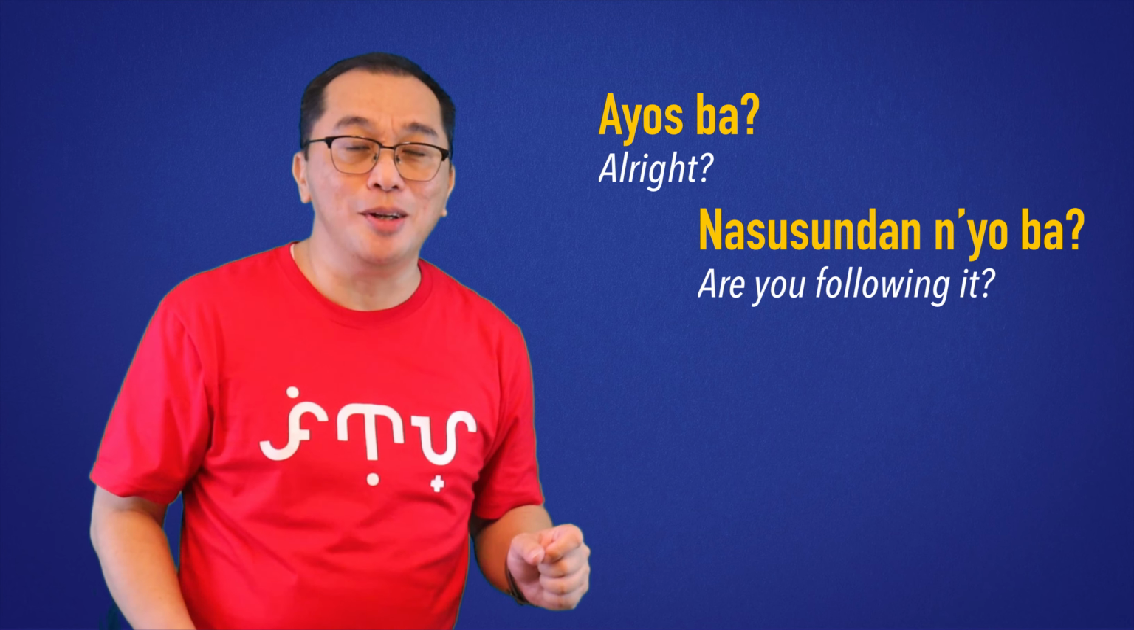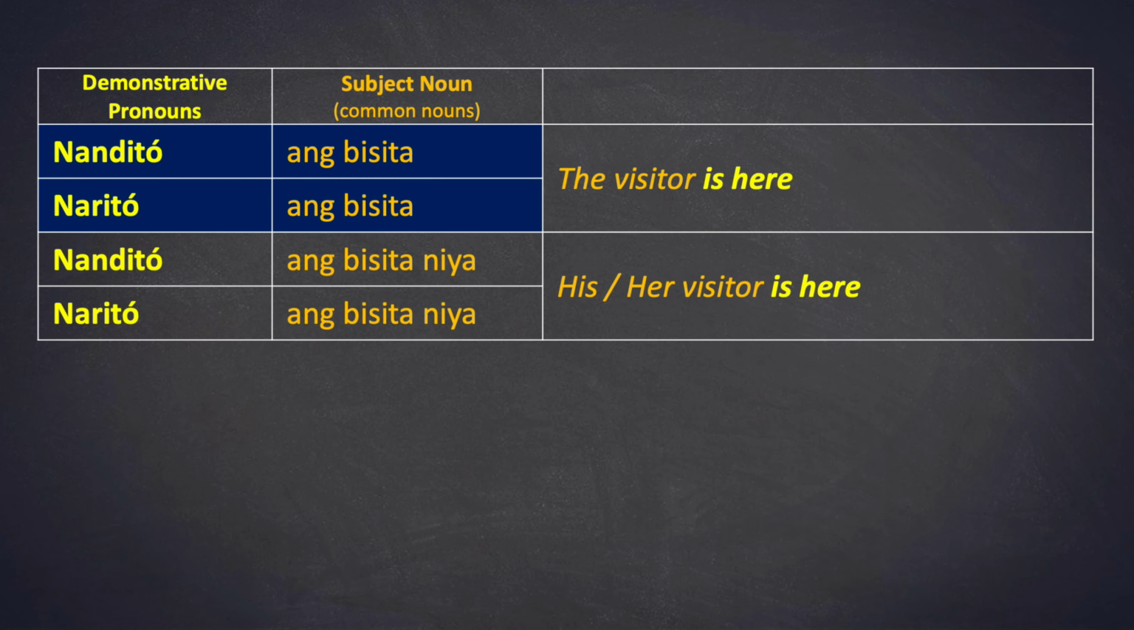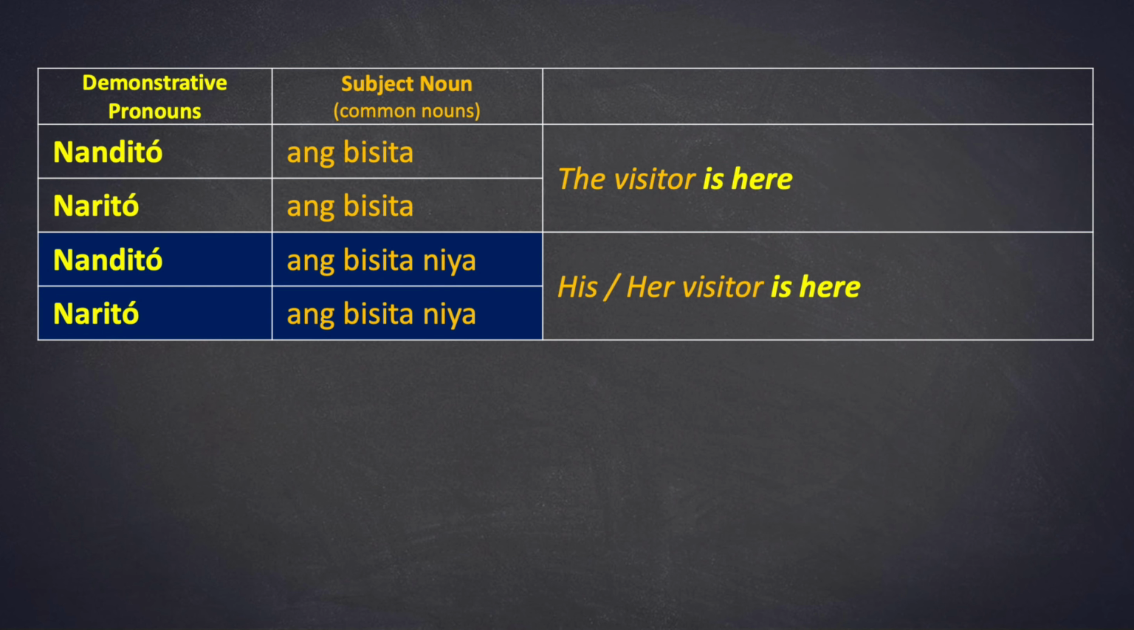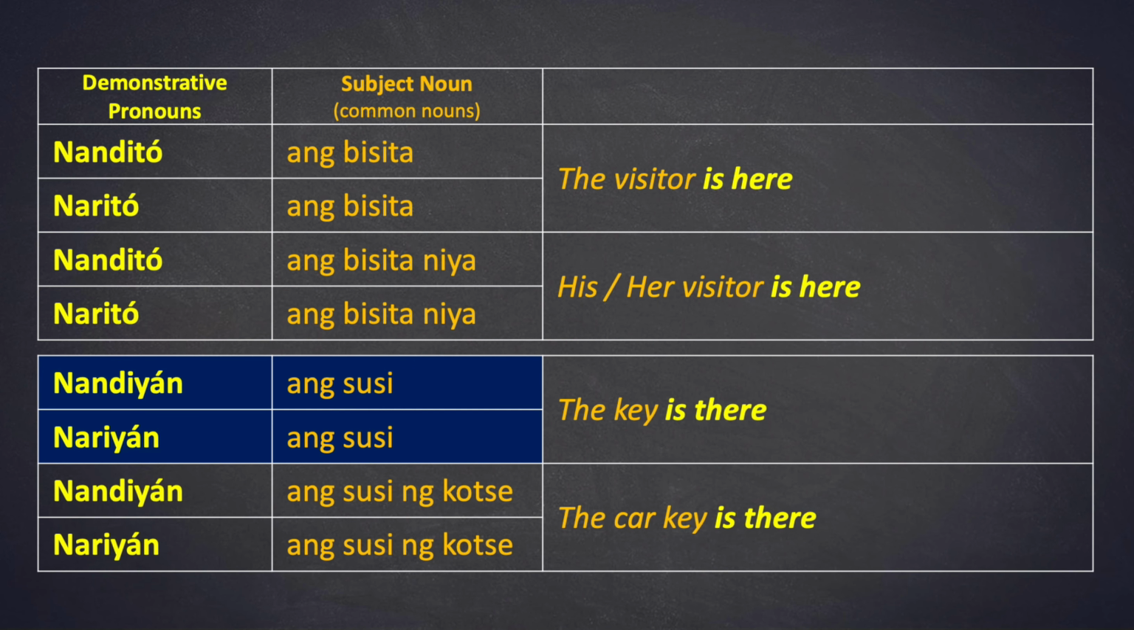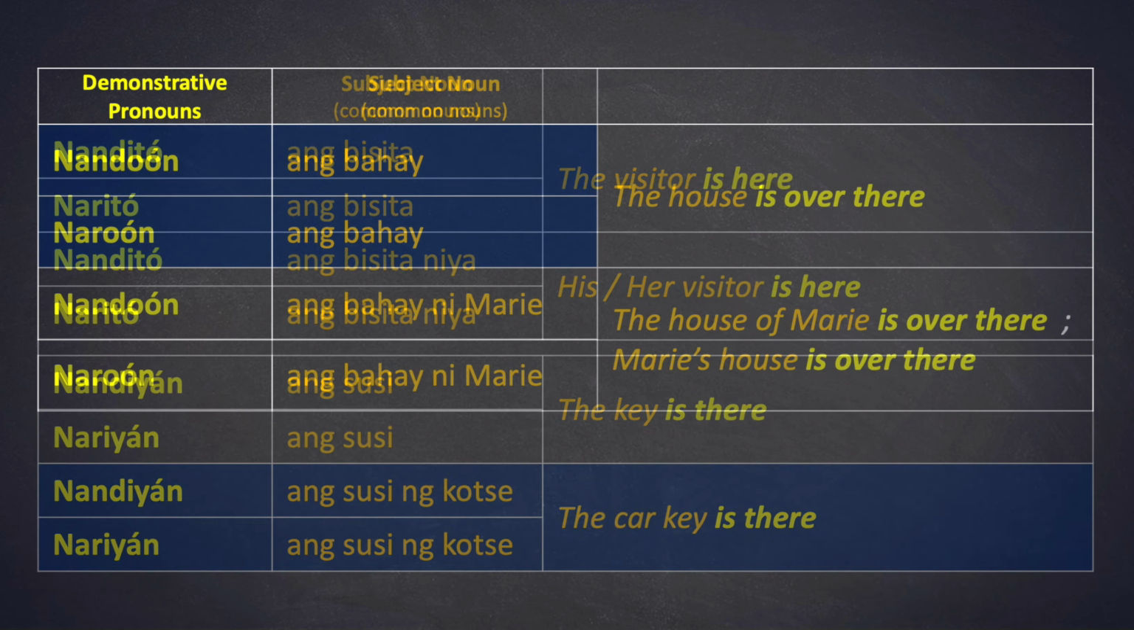Here are some more sample sentences. Nandito ang bisita. Narito ang bisita. The visitor is here. Nandito ang bisita niya. Narito ang bisita niya. His or her visitor is here. Nandiyan ang susi. Nariyan ang susi. The key is there. Nandiyan ang susi ng kotse. Nariyan ang susi ng kotse. The car key is there.